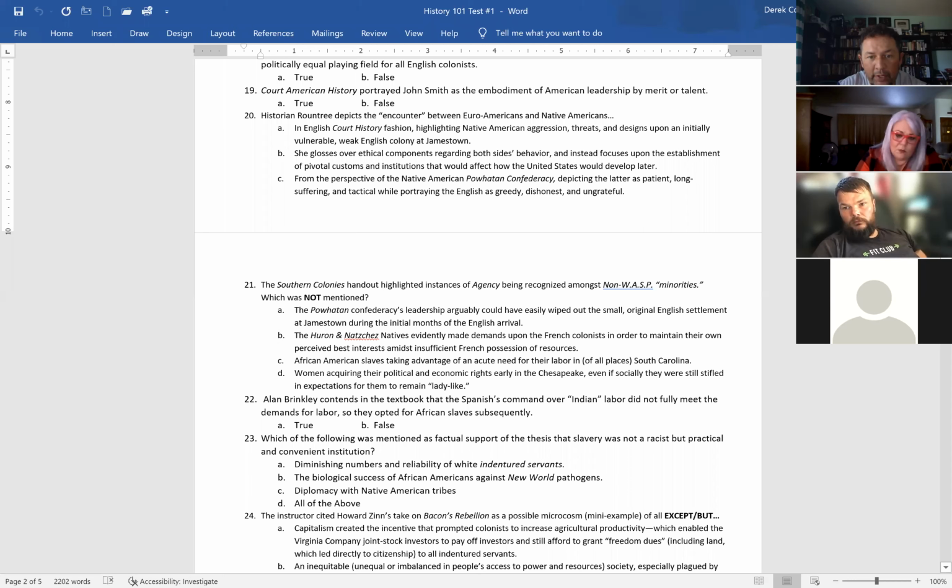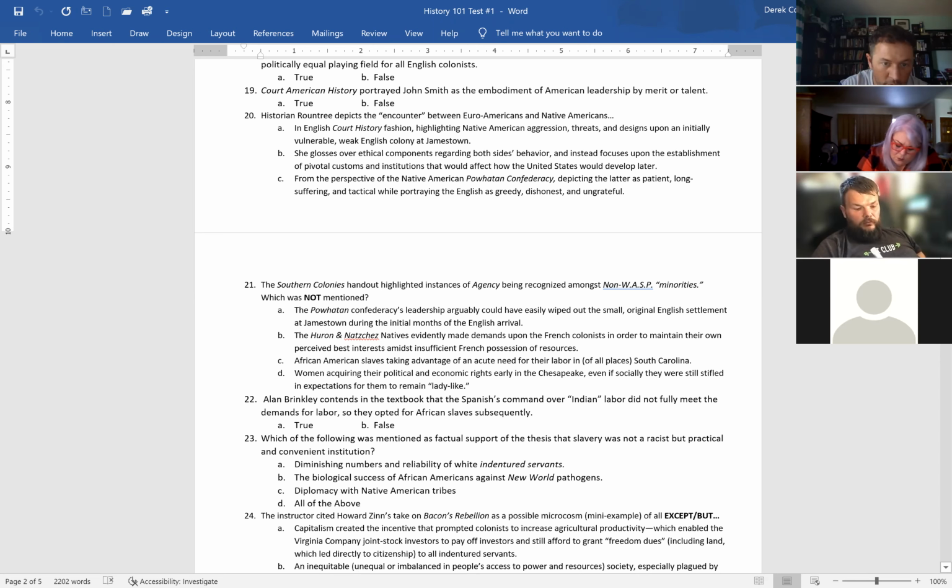D, women acquiring their political and economic rights early in the Chesapeake, even if socially they were still stifled, and expectations for them to remain ladylike. Now, that's almost a trick question, because D is actually accurate. That is the case, just from numbers alone. Men greatly outnumbering the women and mortality rates amongst the men being high. It did indirectly, inadvertently empower women, and that's in our textbook, but nothing was stated of that in our handout, was it? There was no section on the women, and I probably need to rectify that. So because nothing was stated of that in the handout, that's the one that you want to choose, because that's what you don't find in the Southern colonies argumentative assignment.